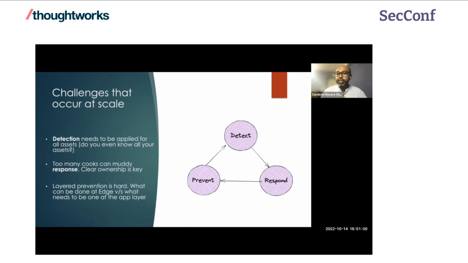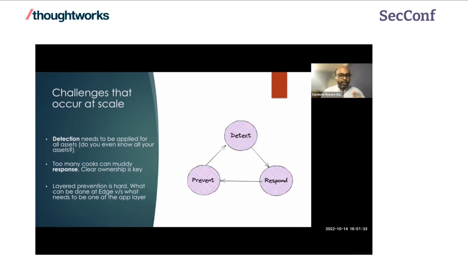So one is your detection. The way detection usually works is that you identify patterns which look like attacks, right? Even if you're not sure if they're an attack, you monitor on those patterns, and then you alert when that pattern matches. At a very high level, that's how detection works. And it becomes really hard to do detection at scale because you need to apply it to all assets where an attack is possible. Now, even knowing what all your assets are is complicated at scale, right? Seems simple, but it's pretty complicated.